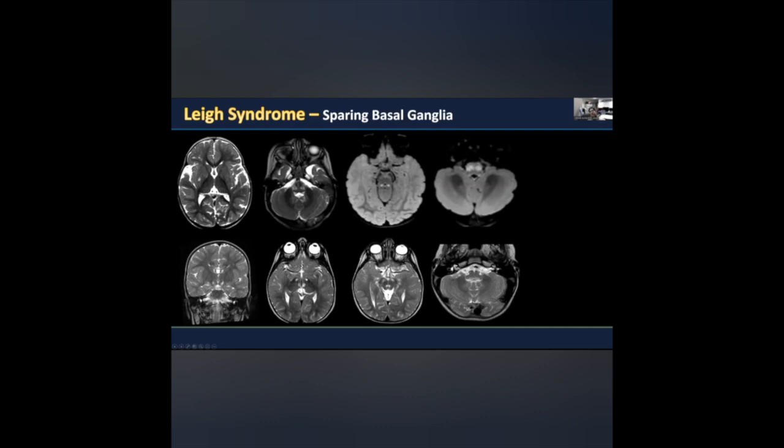We always think about Leigh syndrome without involvement of the basal ganglia in the context of SURF1. So SURF1 is a common gene associated with Leigh syndrome and with a phenotype of sparing the basal ganglia. But we have noted that the majority of the patients with SURF1 sparing the basal ganglia also have involvement of the olives. So the olive can be very helpful for you to think about SURF1 when you don't see lesions of the basal ganglia. And if you don't see involvement of the olives, think about ND5.